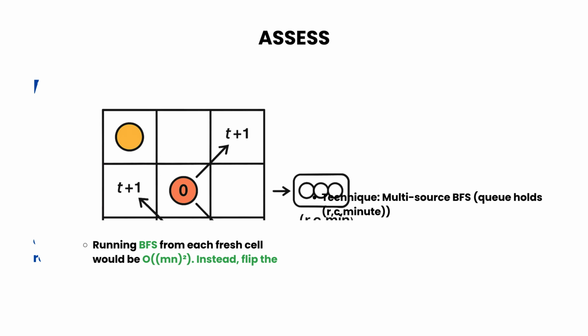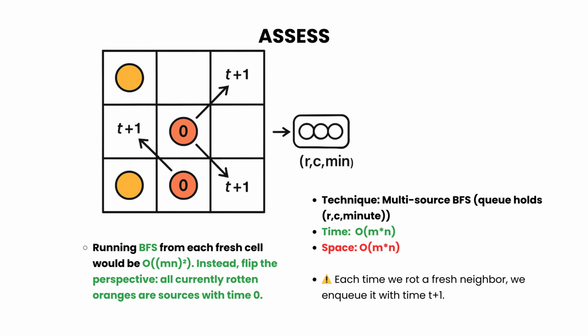Now let's assess it. Running BFS from each fresh cell would be O(mn squared). Instead, flip the perspective. All currently rotten oranges are sources with time 0. We push them all into a queue and perform a multi-source BFS. Each time we rot a fresh neighbor, we enqueue it with time t+1. Track the count of fresh. If any remain at the end, return -1.